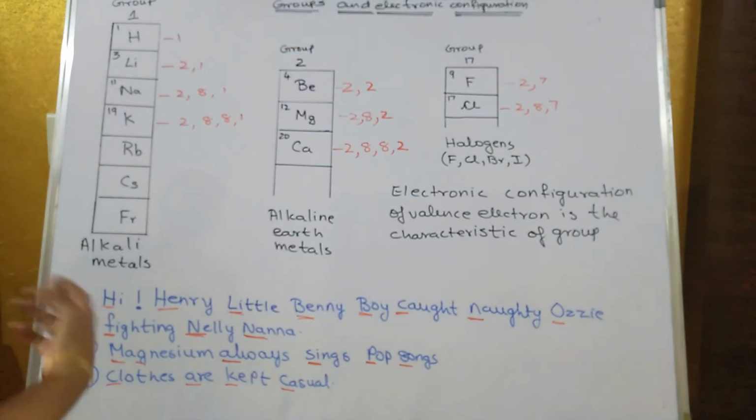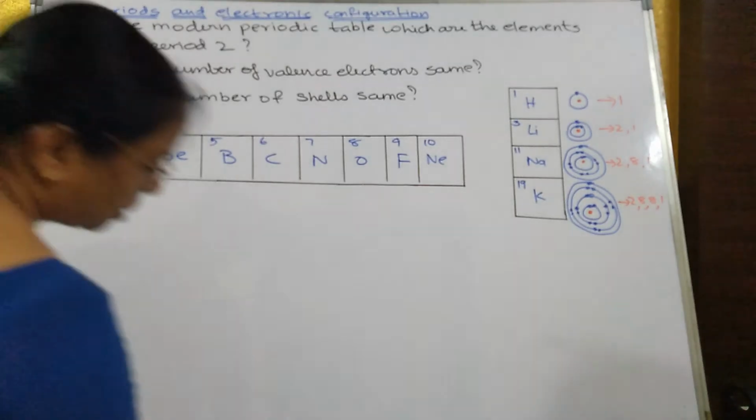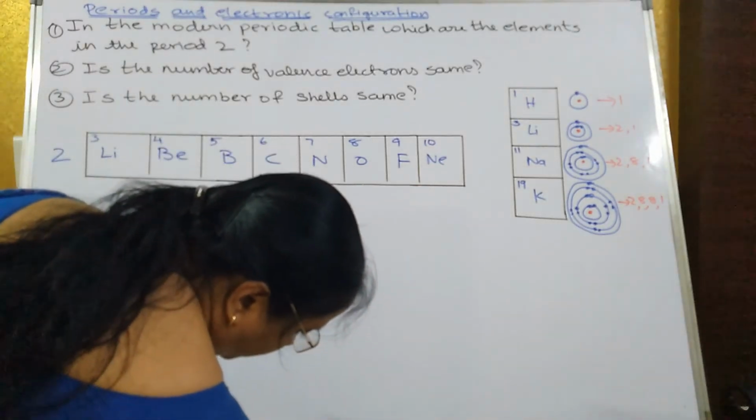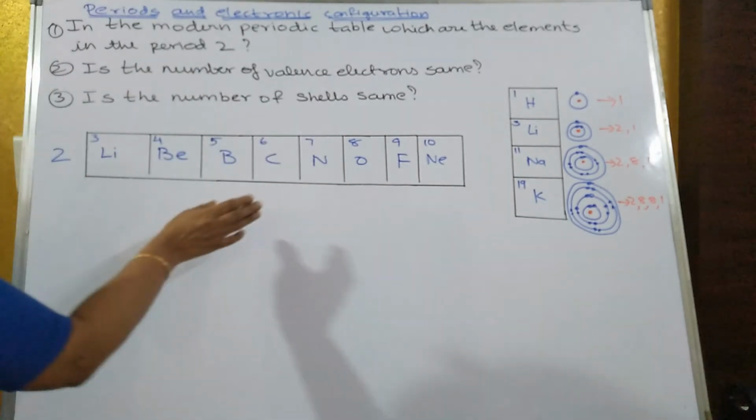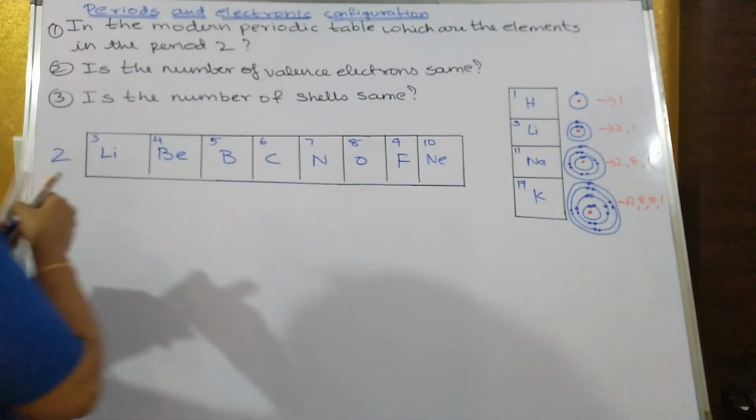Now this was about group. Now we will be studying about the periods. Now periods and electronic configuration. These are the questions which are given on page number 23.